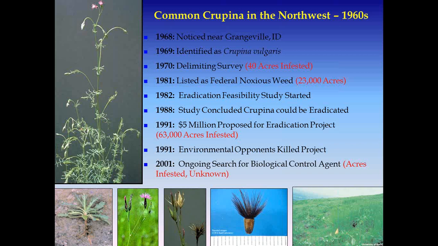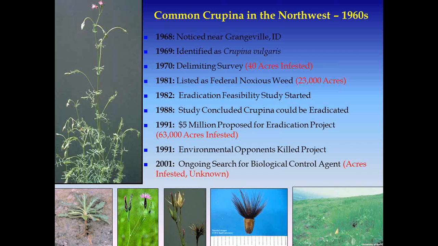And then in 1982, they started an eradication feasibility study at the University of Idaho. Anyway, by the time they finished that project in 1991, we had gone from 23,000 acres infested to 63,000 acres infested. And so my point of all this is that if you could go back to when it was first surveyed in 1970, that would be the opportunity.